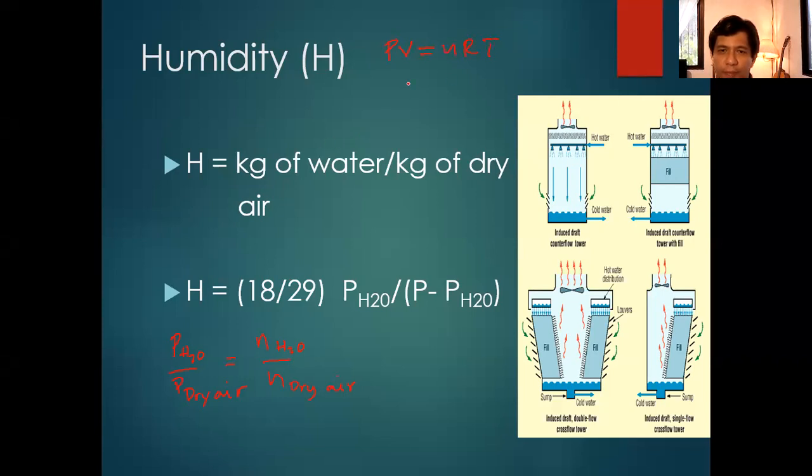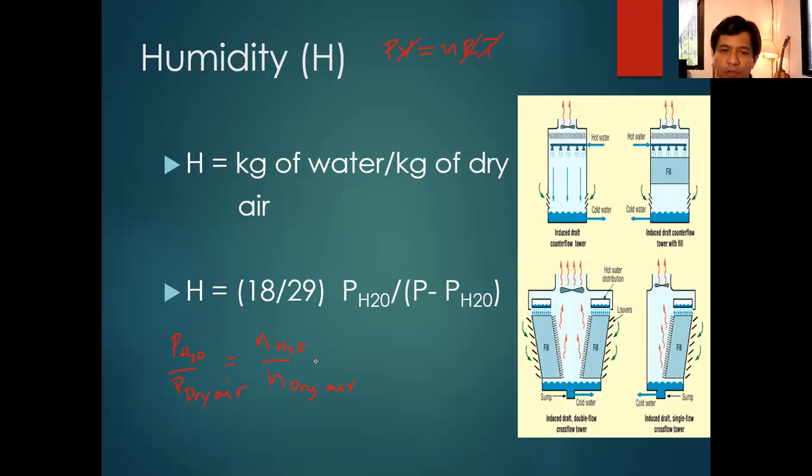So if, for example, B is constant, the volume is constant, and of course R is constant, and they are at the same temperature since they share one container, all these other terms will cancel out. So P is equal to N. That's why P H2O divided by P dry air is equal to N H2O divided by N dry air.